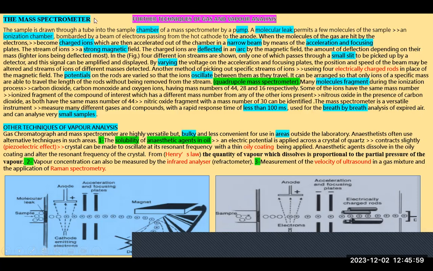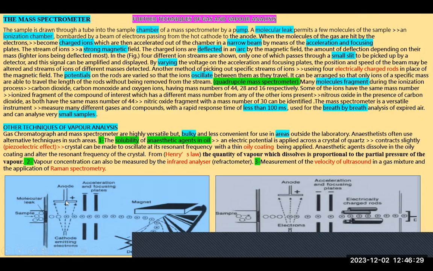Mass spectrometry, this is the title of the chapter we are talking about. As you can see from the apparatus, mass spectrometry is also versatile, and it's bulky, and it's used in the laboratory mainly. It is made of the sample, which, as we can see from the figure, is present in a chamber, made of molecules. These molecules pass through a molecular leak. It is an opening where the molecules come through, as we can see.